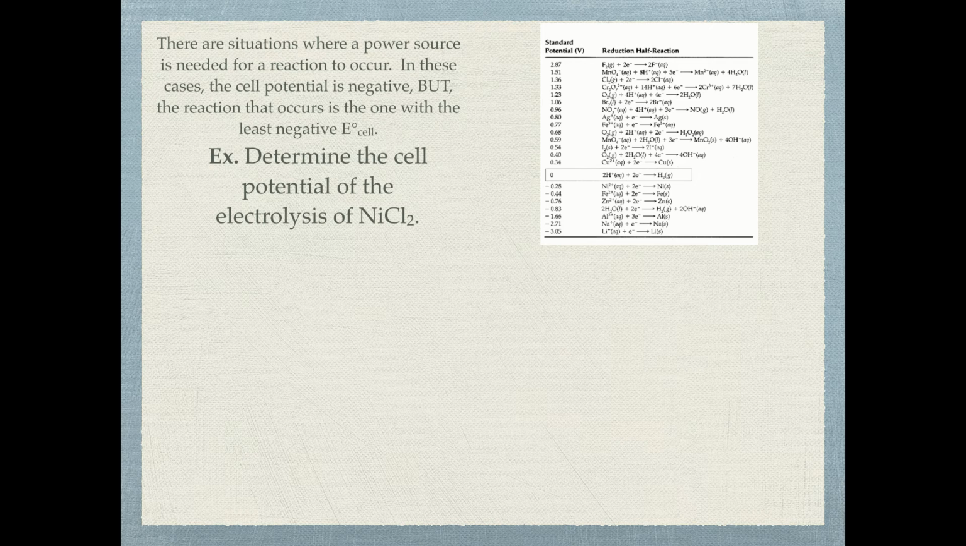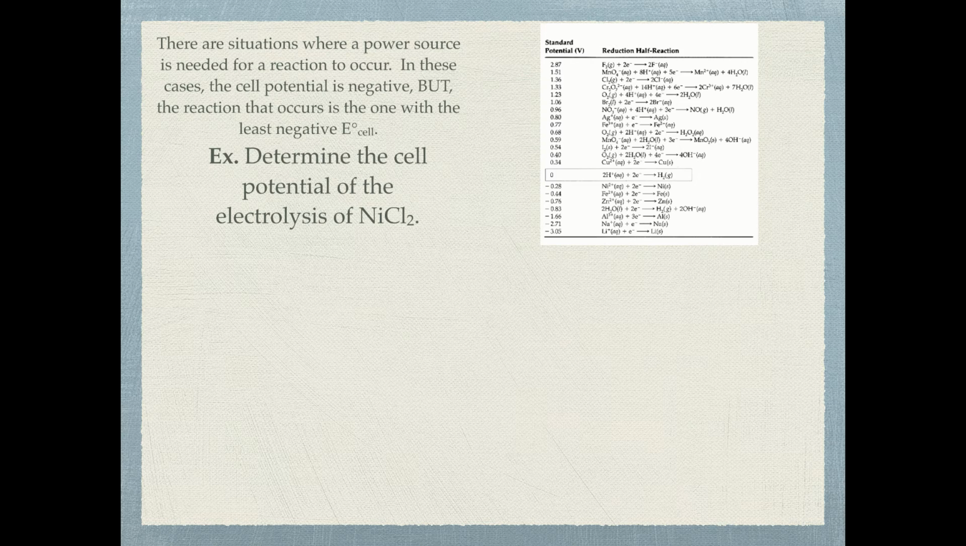In these cases, the cell potential is going to be negative because it's not spontaneous or thermodynamically favorable. But the reaction that occurs is going to be the one that has the least negative cell potential. So in order to determine the cell potential of the electrolysis reaction for nickel chloride, you're first going to consider all your possible reactants.